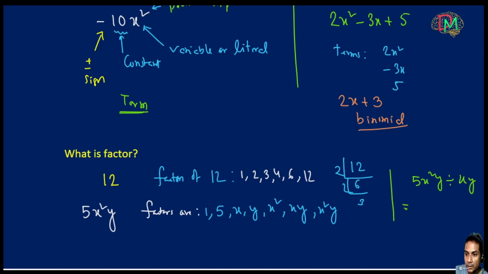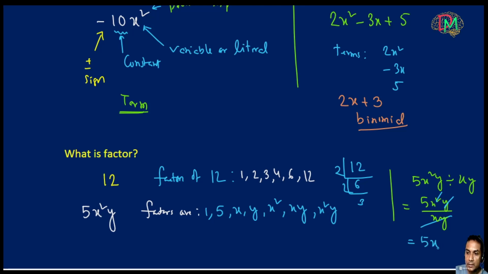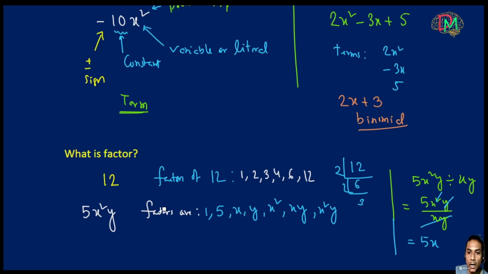Xy, let's look at what will happen. Divide x square y by xy and you just remove it: you can cancel out x and y, and what remains? 5x. Is it clear? That is the reason xy is a factor of 5x square y. Clear? And also this is a monomial. Why? Because only one term is there in this algebraic expression. This is the monomial algebraic expression.